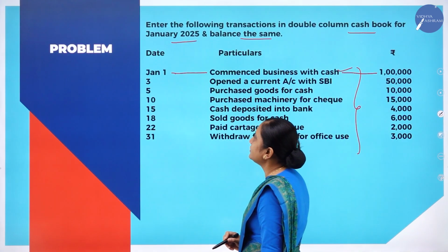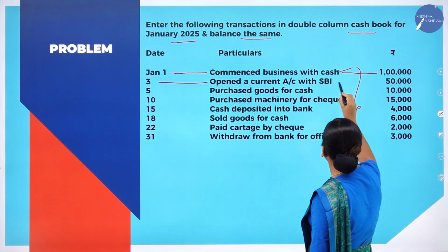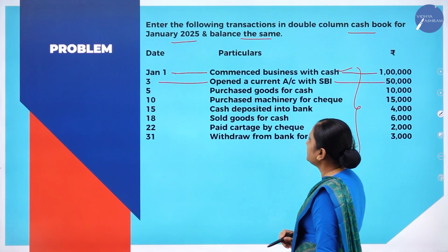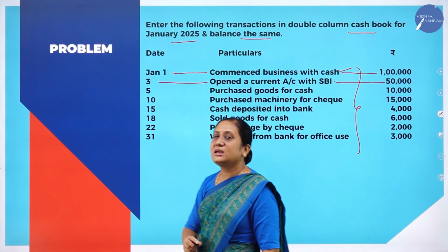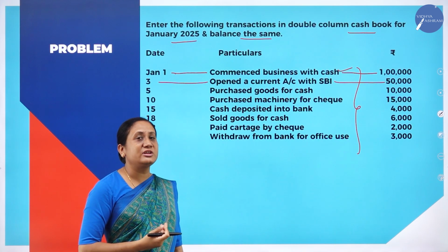Now we will see the next one. 3. Opened a current account with SBI. What is the meaning of this? The businessman is opening an account with the bank. With which bank?